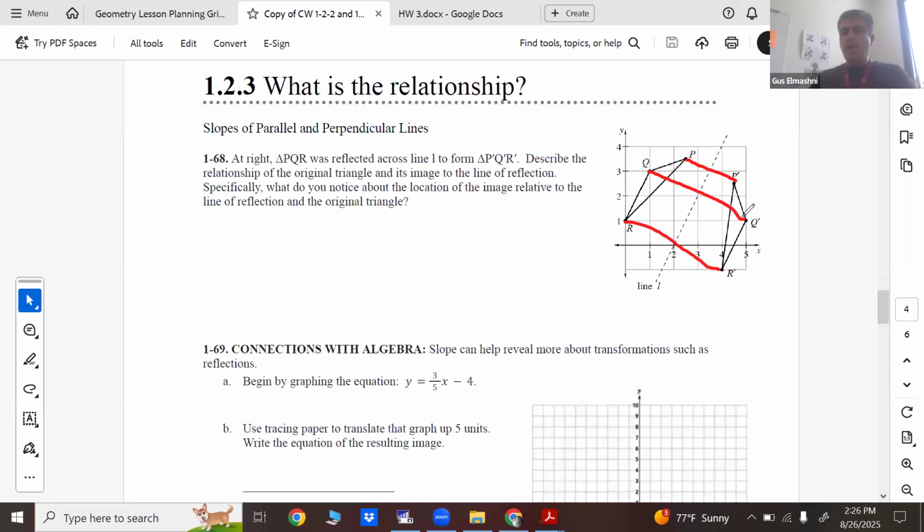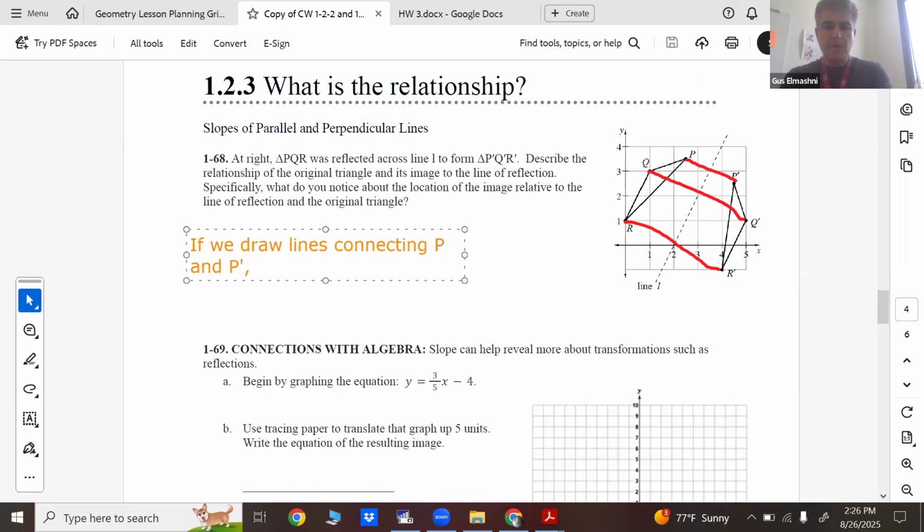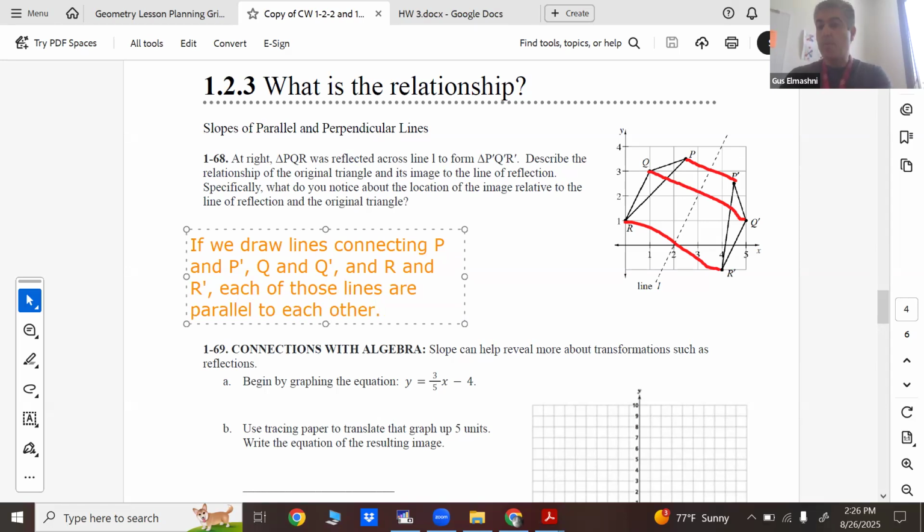So what happens is that if you take all these different points that correspond to each other, P prime, Q prime, R prime, notice that each of these 3 red lines are parallel, right? So what we're noticing is that if we draw lines connecting P and P prime, Q and Q prime, and R and R prime, each of those lines are parallel to each other. That's one thing we know for sure.